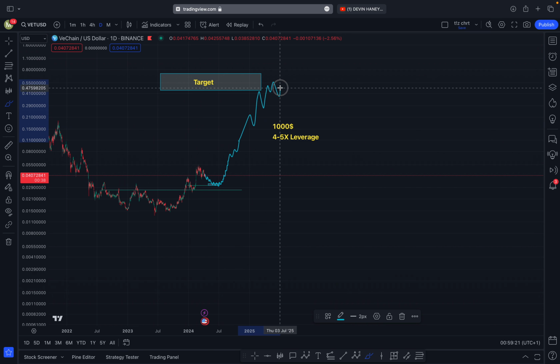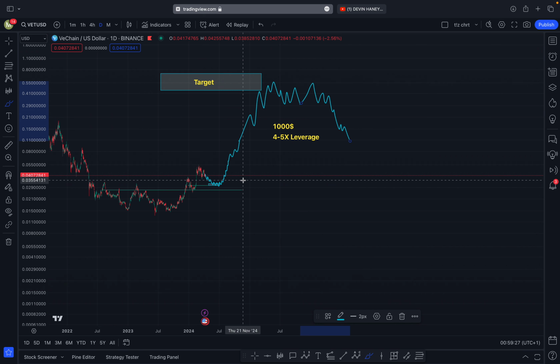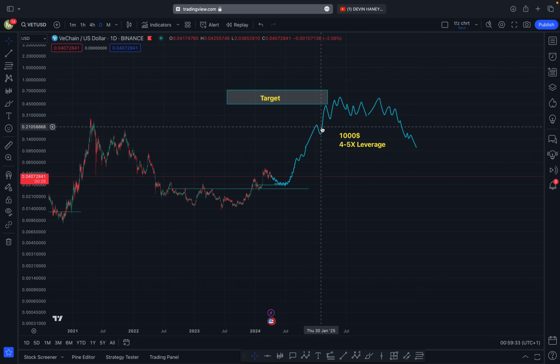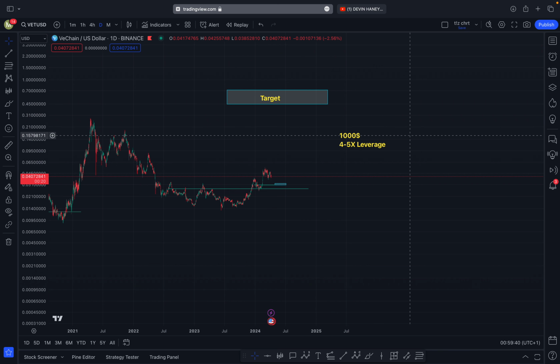And that is basically how we are able to make nice, beautiful 50 racks with this trade by actually taking $1,000, 4 to 5x leverage. So you define a target area that makes sense. You define a target area where it is safe to place your trade. You wait patiently and you just put it in.